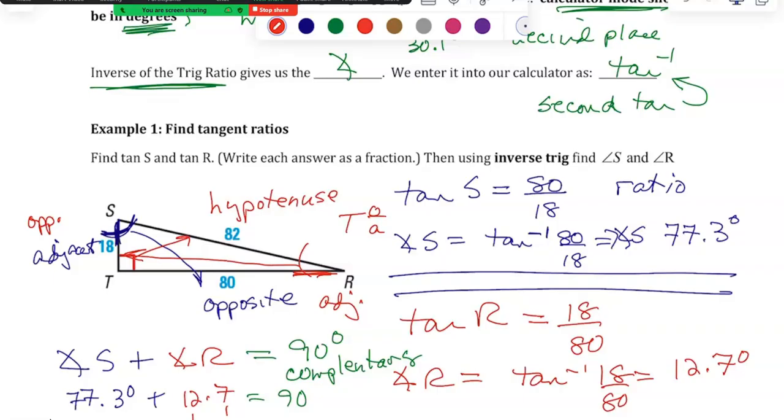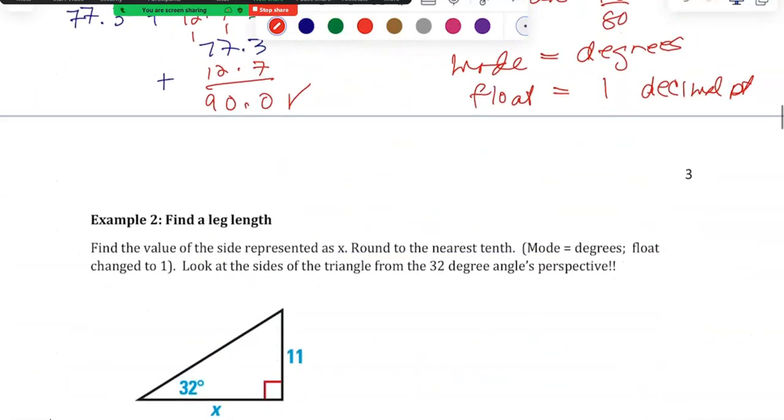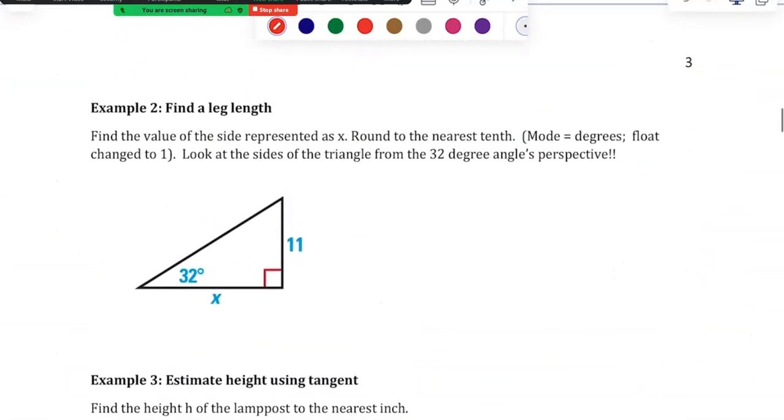So again, your mode equals degrees, and I want your float to equal 1, which means 1 decimal point. Okay, we're going to continue. Now, most of you have already gotten this information, but I'm just going to repeat it for you. Find the value of the side represented as x, round to the nearest tenth. That means your float equals 1. Your mode is in degrees. I just told you about float again.